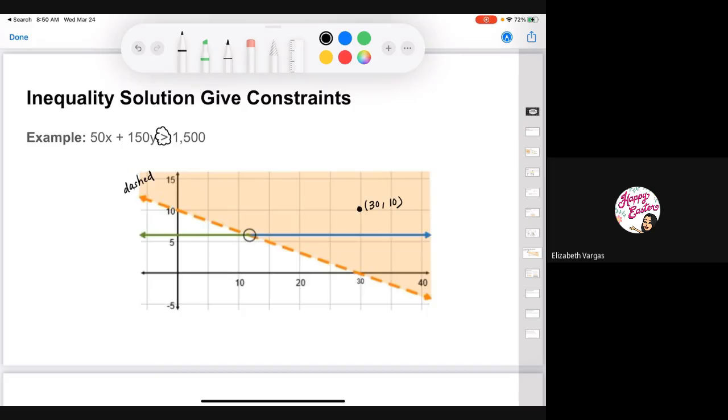Okay, if I want to see if I need to shade that part of my coordinate grid, then I would just plug that in. 50, 30 plus 150, 10. Is that in fact greater than 1,500? Well, we can test it out.